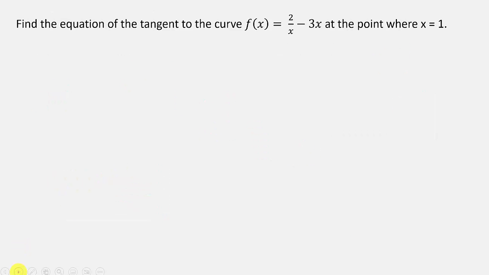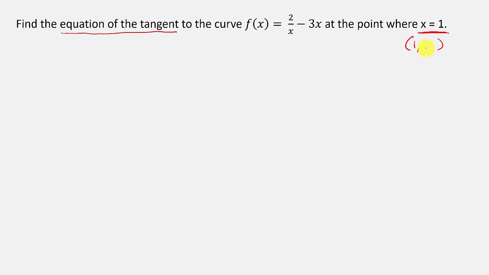All right, here's another example. Find the equation of the tangent again to the curve f of x equals 2 over x minus 3x at the point where x equals 1. Okay, this one's just a tad different because here they gave us the x value of the point, but not the y value. And so we're going to need that.